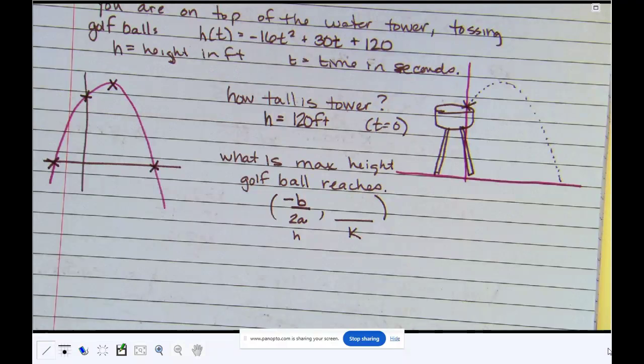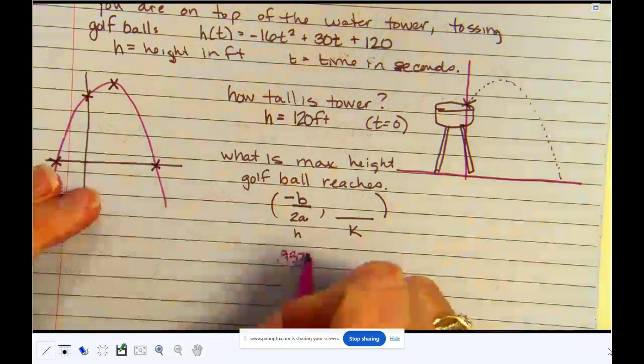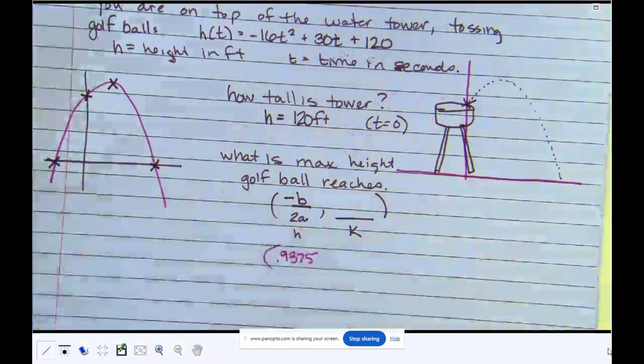This is what you have. When you do negative b over 2a, you should have negative 30 over negative 32. 2a, 2 times 16 is 32. What do you get when you divide that? It is 0.9375. So this is 0.9375. I would not round that. You can type in 4 decimals, it's fine.